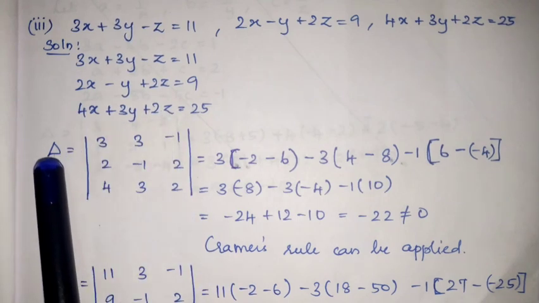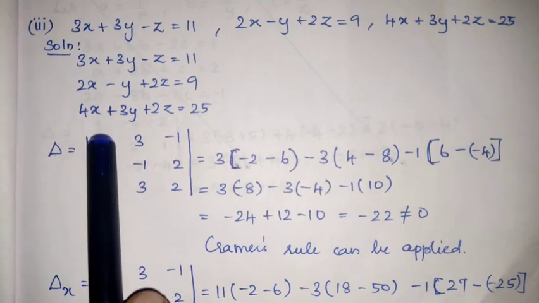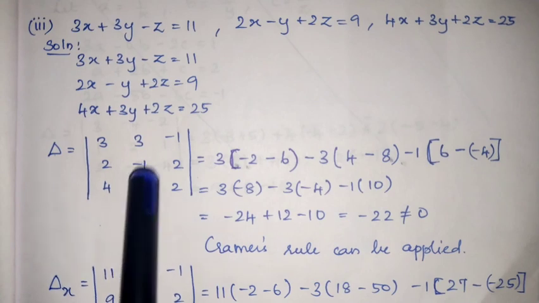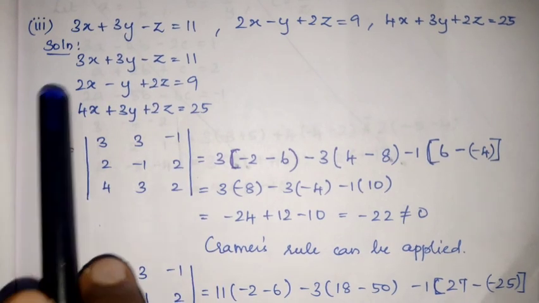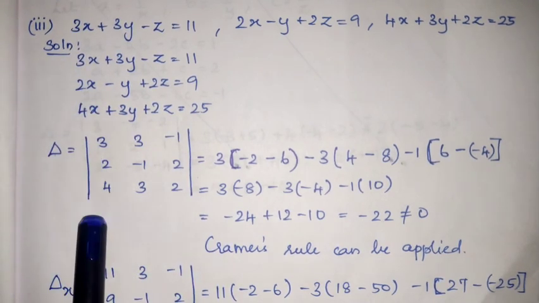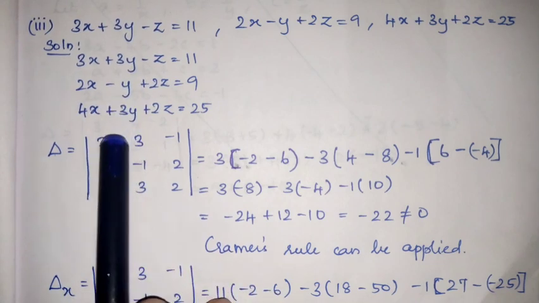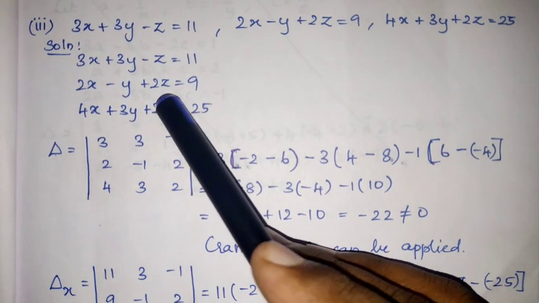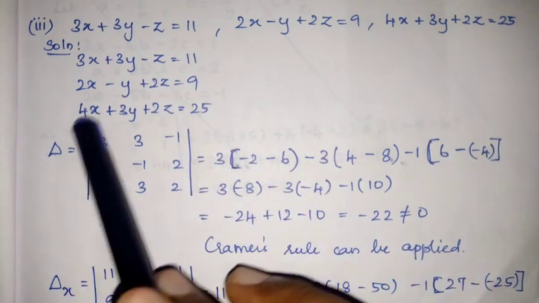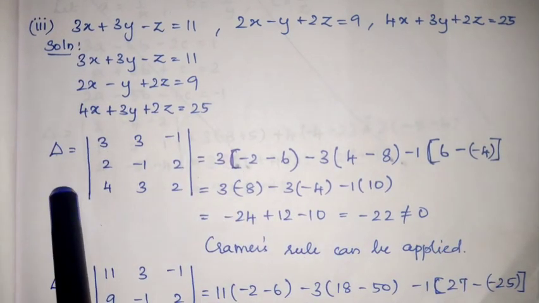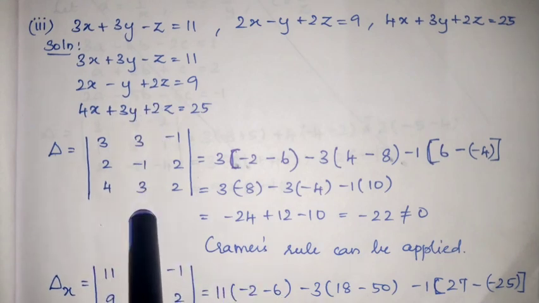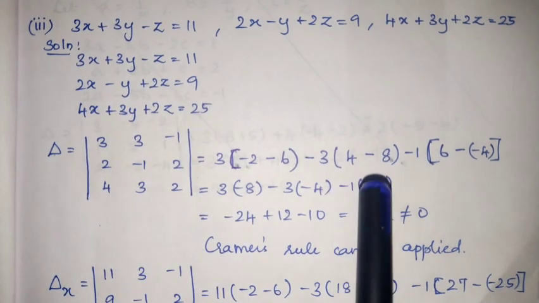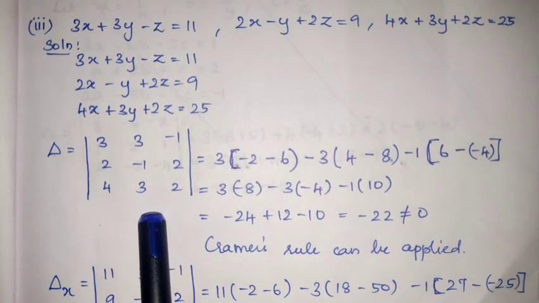Now we have to find the value of del, which is simple: coefficient of x, coefficient of y, coefficient of z, which is 3, 3, minus 1; then 2, minus 1, 2; and 4, 3, 2. So del is nothing but the determinant of the coefficients of x, y and z. Now you have to expand it. How to expand the determinant?